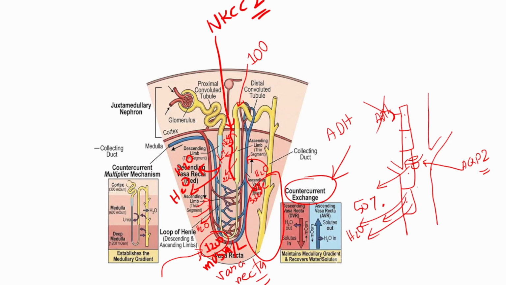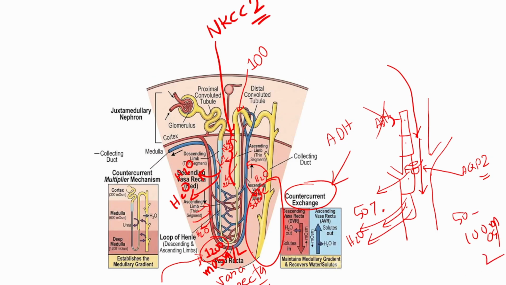The dilute fluid entering from the cortex, coming to the collecting duct, keeps flowing downward without any water escaping, and it culminates in the excretion of a high volume, highly dilute urine measuring as low as 50 to 100 milliosmol per liter.